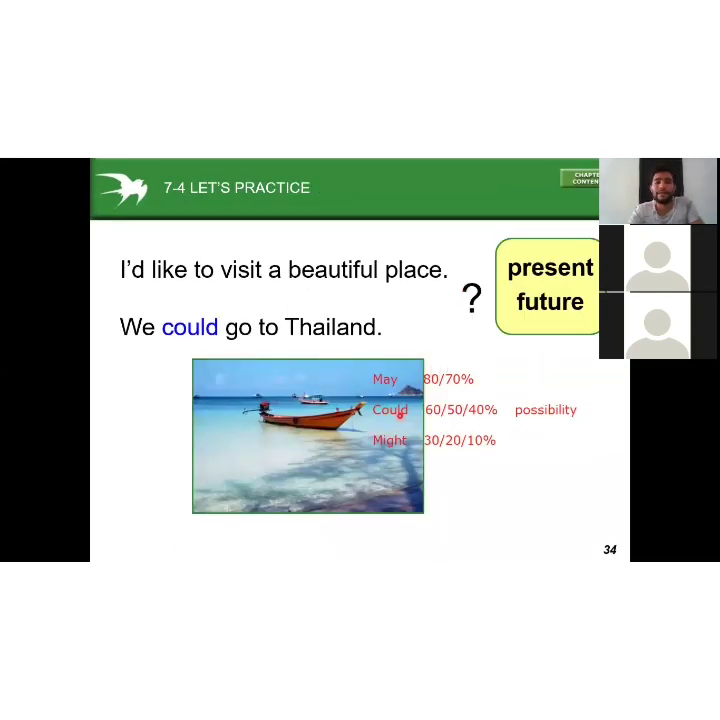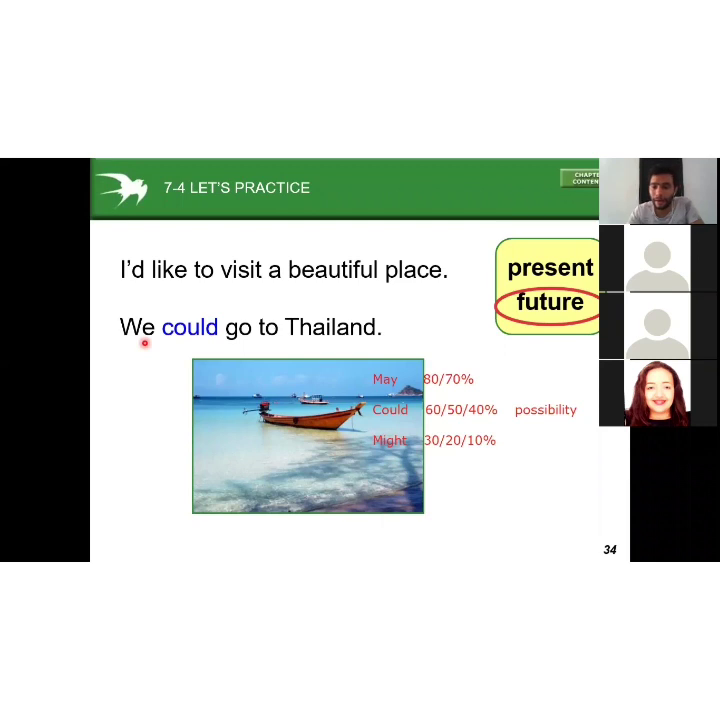Now let's practice. Take a look. Present or future? Let's see. I like to see a beautiful place. Is that we could go to Thailand? Is that a future possibility or a present possibility? Future possibility. We could go to Thailand. Are you going to Thailand now? No, you're thinking about the future, going there.